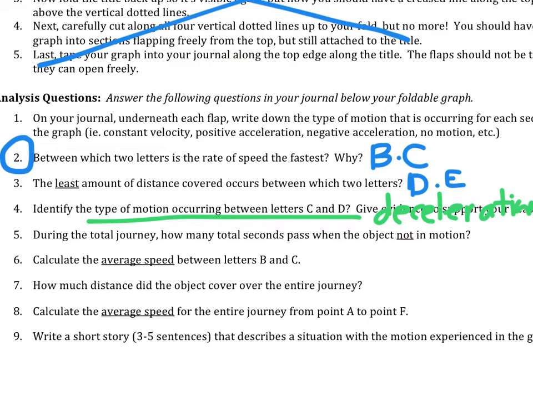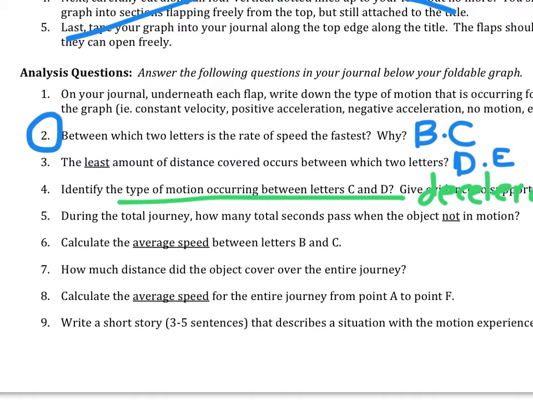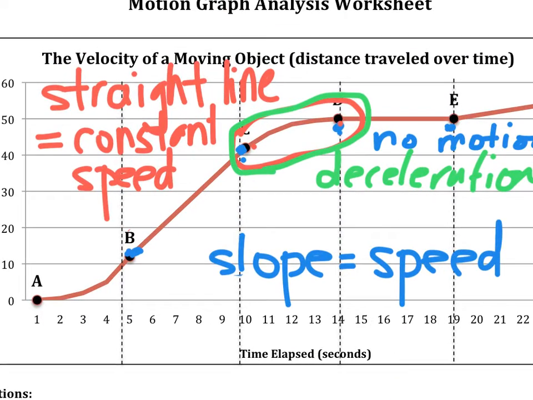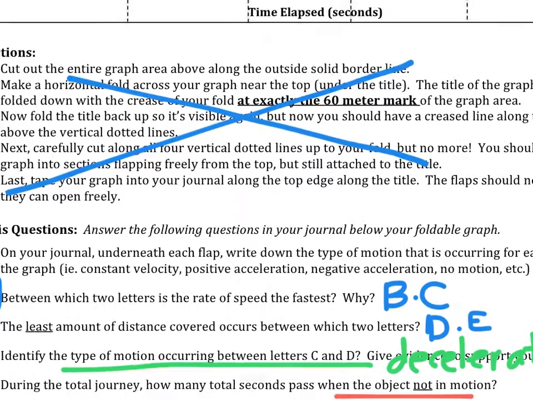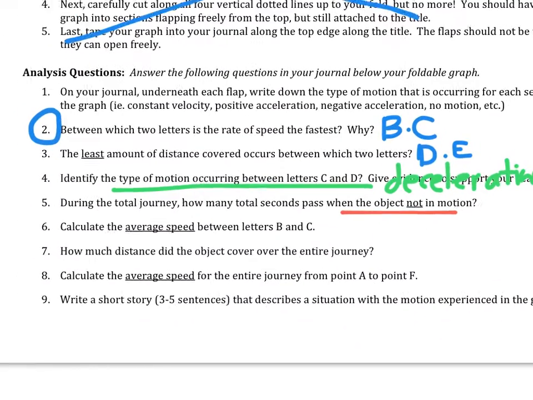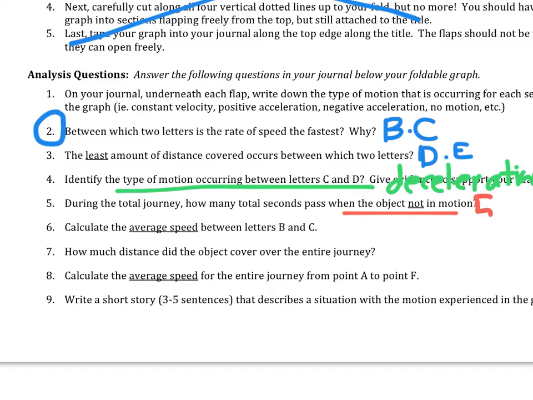During the total journey, how many total seconds pass when the object is not in motion? Going back to our graph, the person is not in motion between D and E, and if we look down here, that's approximately 5 seconds. So for number 5, it's 5 seconds.